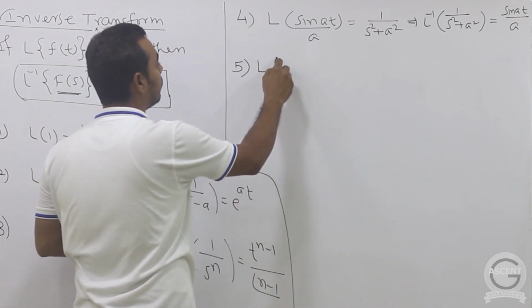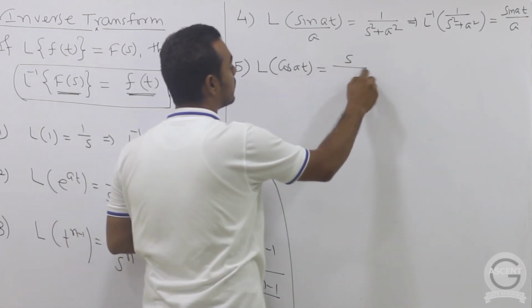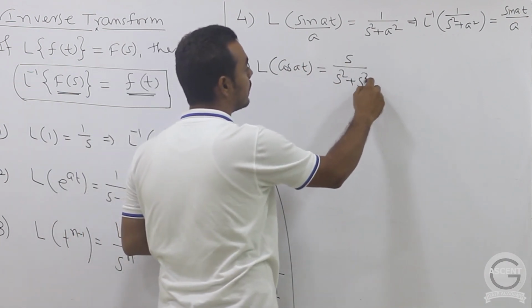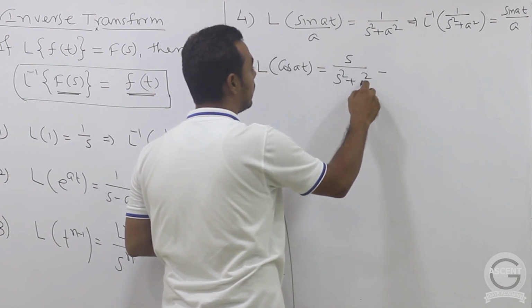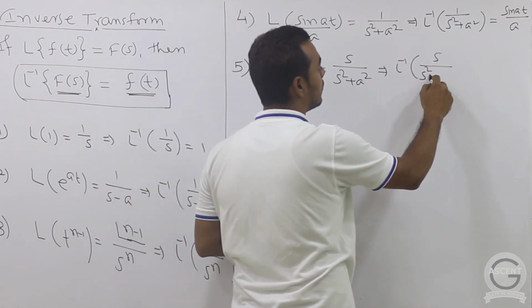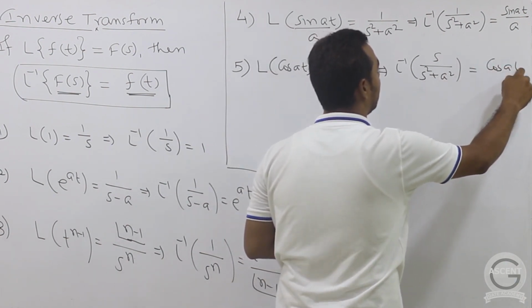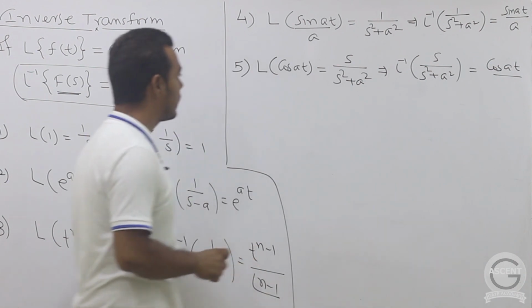The fifth one, we know that Laplace transform of cos(at) was s/(s^2+a^2). So this means inverse transform of s/(s^2+a^2) will be cos(at). So these are our first 5 formulas.